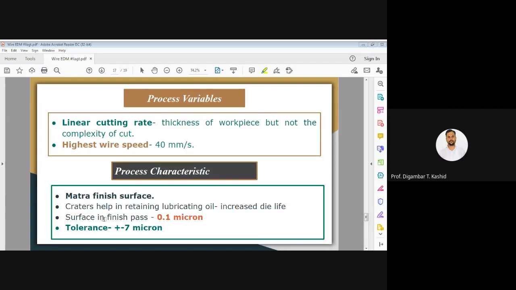Most of this wire EDM process is normally used for making 2D or 3D complicated dies, so it needs some lubrication. For better lubrication, this kind of matte finish is required. It helps in better lubrication and also increases the die life. The surface finish achieved is as low as 0.1 micron, and a tolerance of plus or minus 7 micron can be achieved.